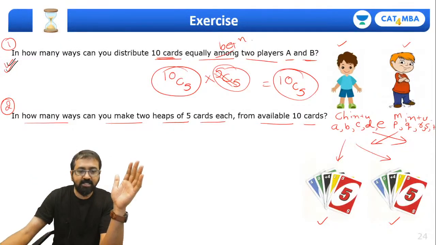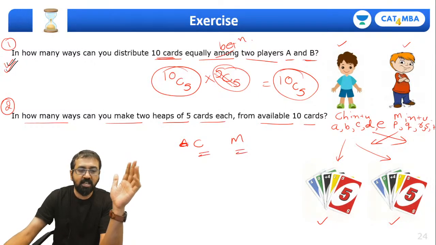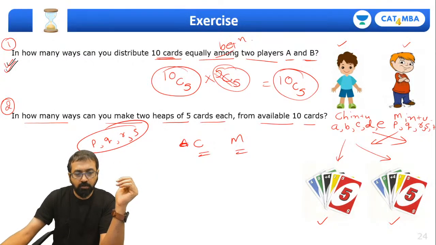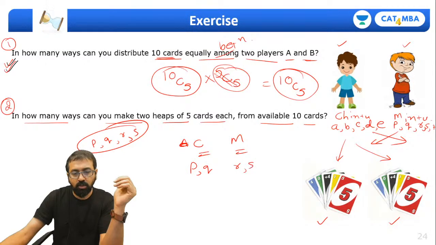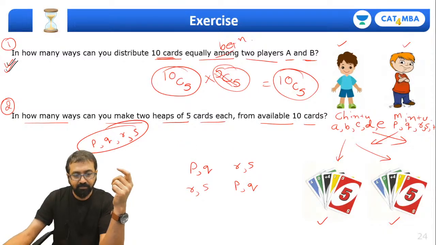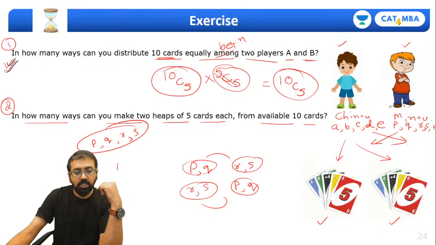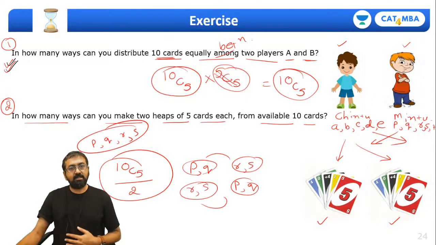If you want to understand, let's understand it this way. When there are two players, Chintu and Mintu, and suppose there are 4 cards P, Q, R, S. Suppose there are only 4 cards, because 10 cards will be too much. PQ going with Chintu and RS going with Mintu is different from RS going with Chintu and PQ going with Mintu, right? But if the people are not mentioned, and you are just putting cards in 2 heaps, then PQ, RS or RS, PQ is one and the same way of distributing cards. So the total number of ways will become half, and the answer will be 10C5 divided by 2. Yes guys, everyone, have you understood this?